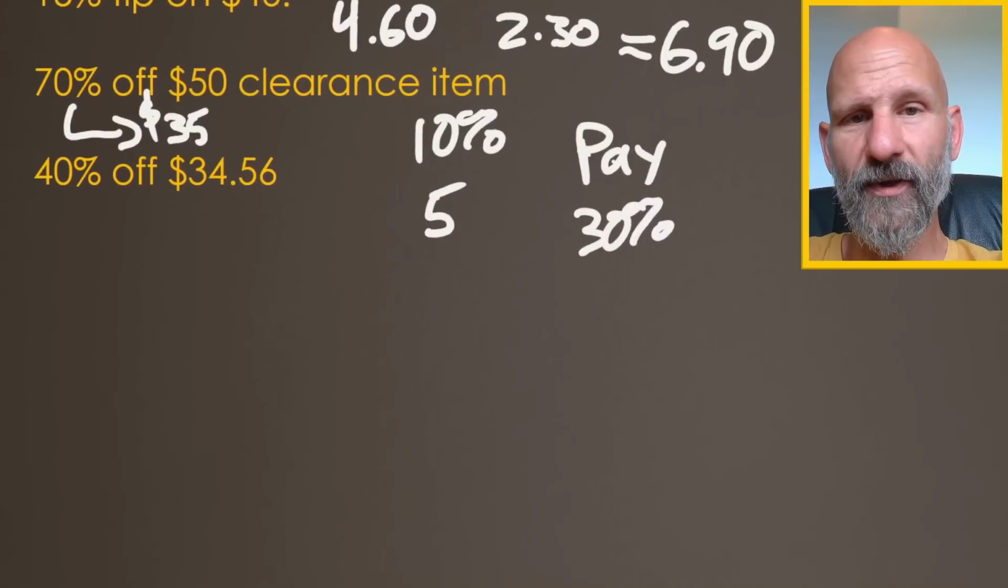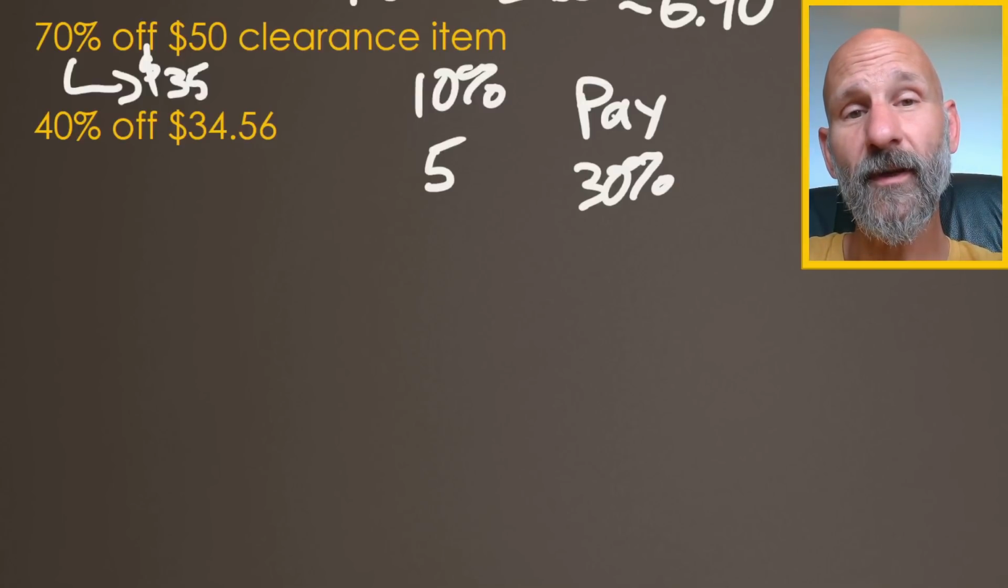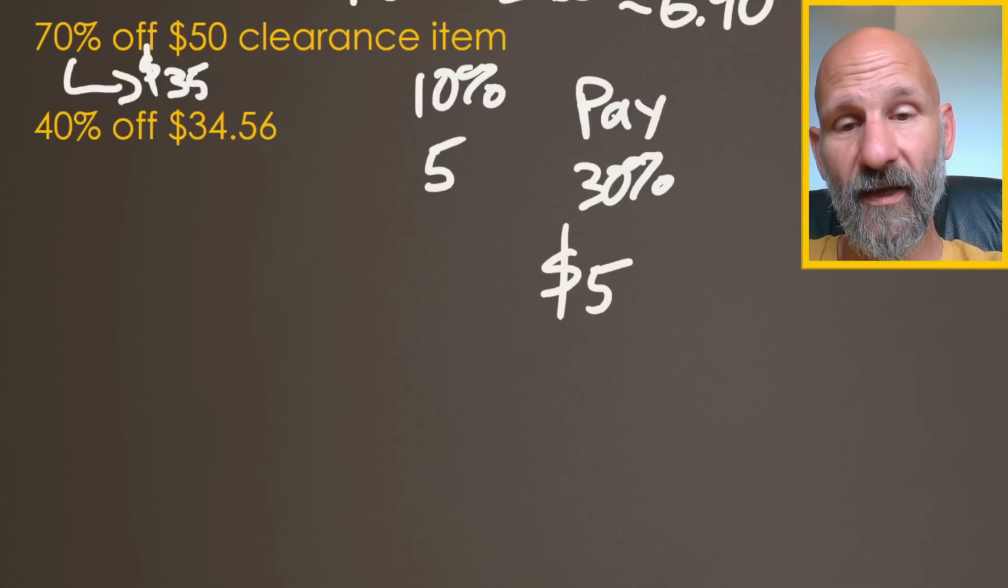So if you're going to pay 30%, well, that's going to be, let's see here, 10% is 5. We're going to have 3 tens. So you're actually only going to pay $15 there.